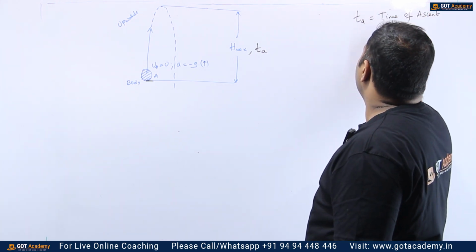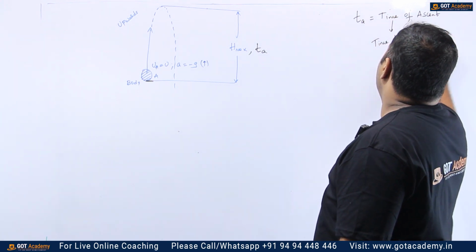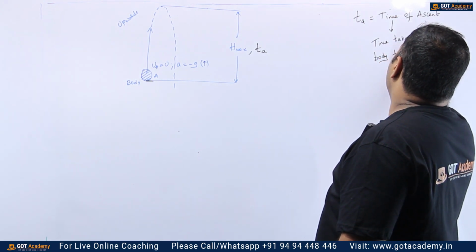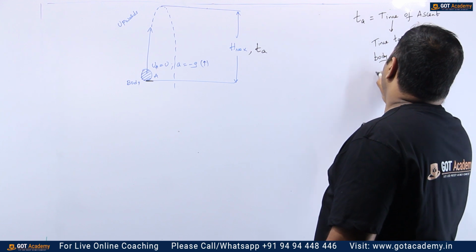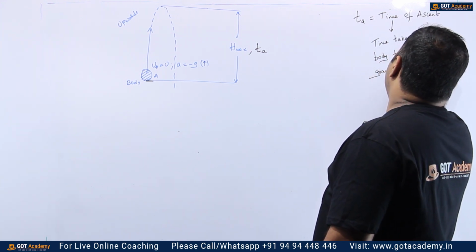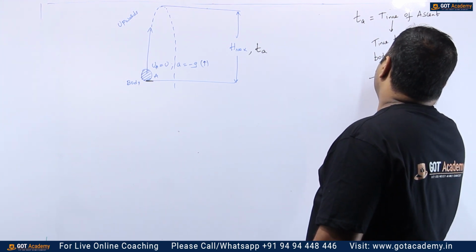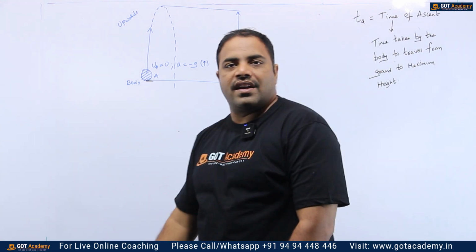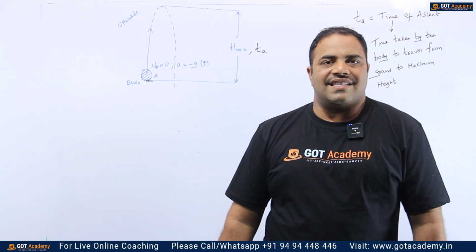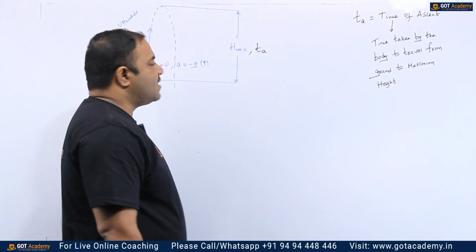How did I define this? Time taken by the body to travel from ground to maximum height. So this you consider in the upward journey, not in the downward journey. It means in your life, when you are going up, call it ascent. If I consider its downward journey, then it is time of descent.